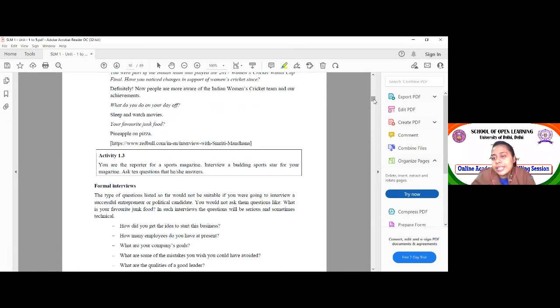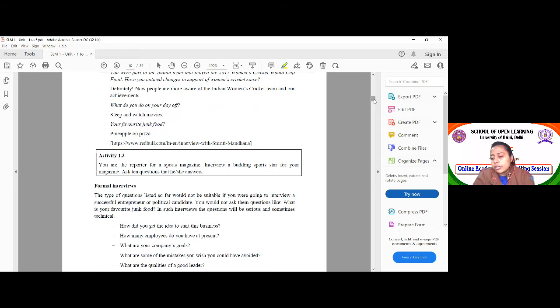Now, for your practice, there's an activity which I would suggest all of you do, because like I said, you have to prepare to write an imaginary interview in the exam. That is what the questions usually are. That is what the format usually is. So here the activity they have given you is, you're the reporter for a sports magazine. Interview a budding sports star for your magazine. Ask 10 questions that he or she answers.